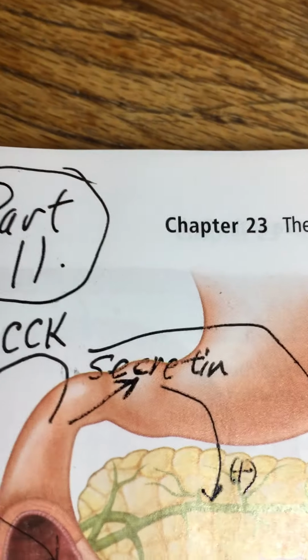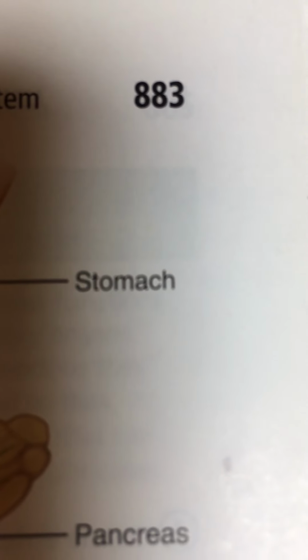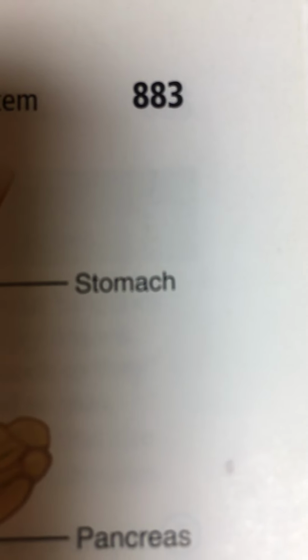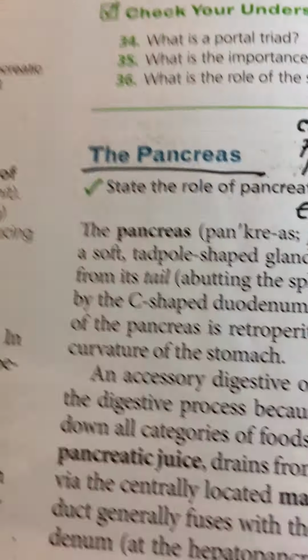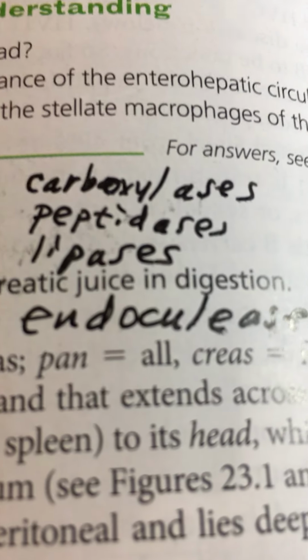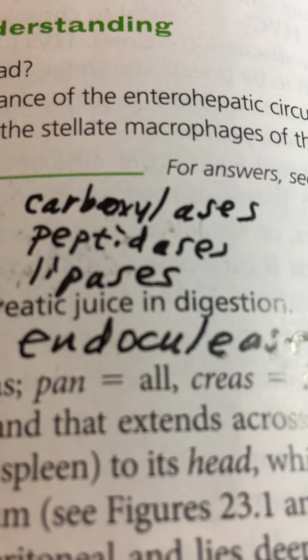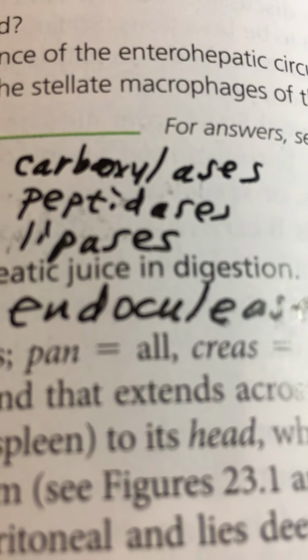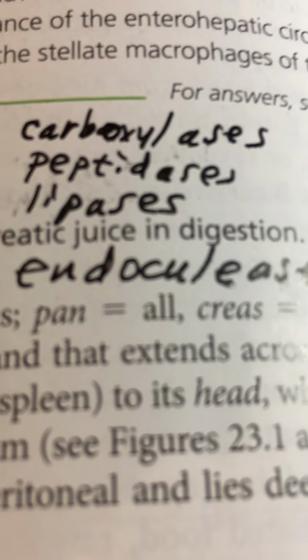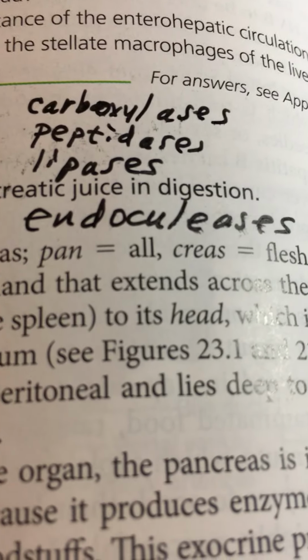We've arrived now at part 11 of the digestive system, page 883. Coming back first to 882, we have the beginning here of the pancreas. The pancreas is going to produce, under the influence of CCK, carboxylases, peptidases, lipases, endonucleases. So these are the four substances that we know how to metabolize.